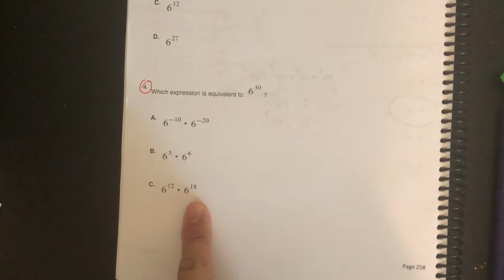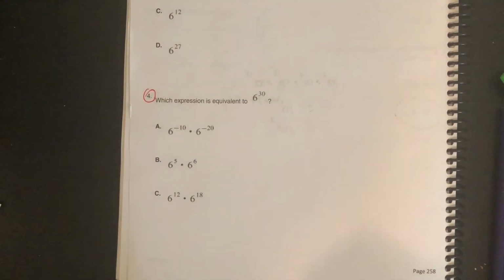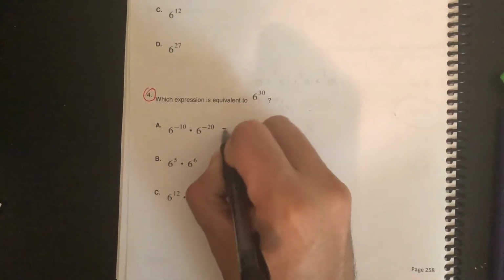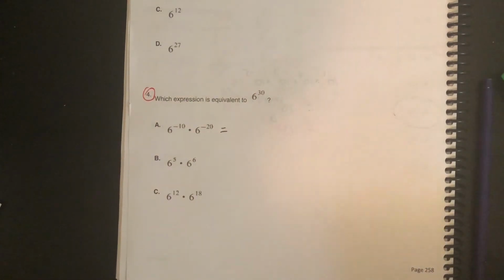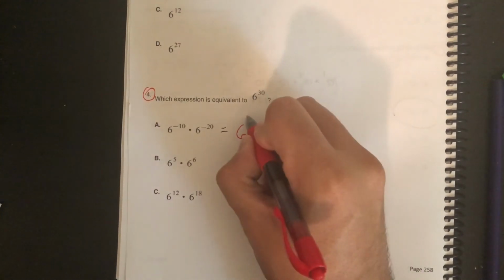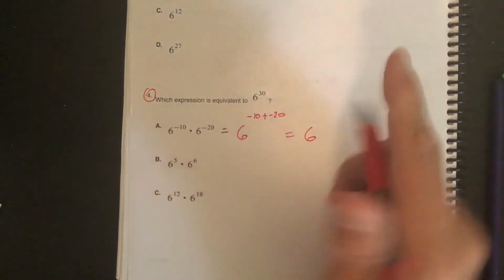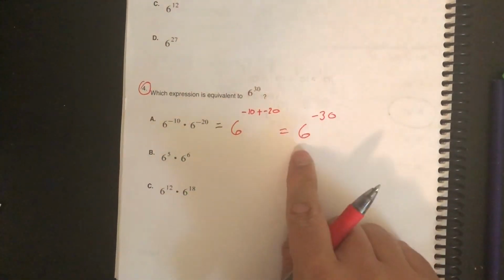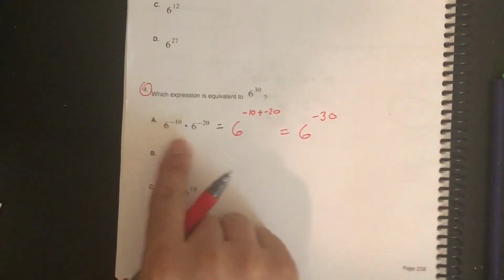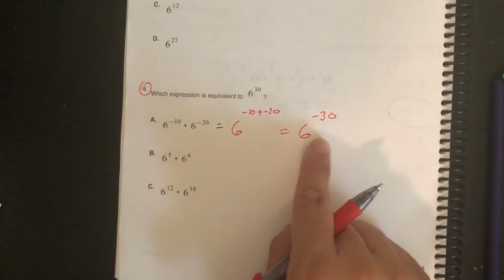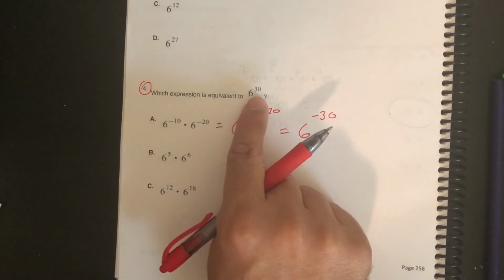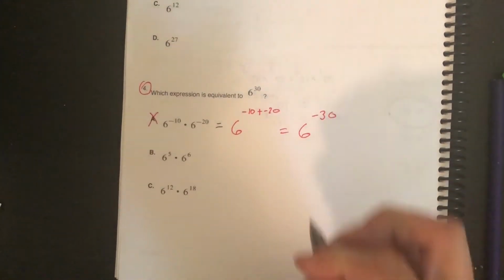Number 4, which expression is equivalent to 6 to the power of 30? So let's go through and solve each of these answer choices and see which one gives me 6 to the power of 30. When you're multiplying the same base, you add the exponents. So negative 10 plus negative 20 gives me negative 30. So when I simplify this answer choice, I get 6 to the power of negative 30. That's incorrect. We're looking for a positive 30, so it's not A.